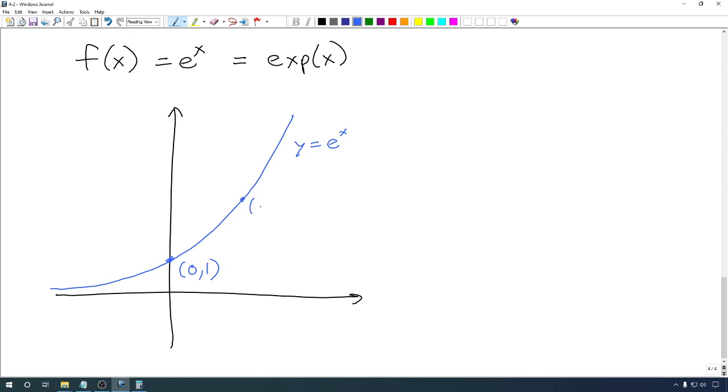Then we have the point (1, e). Remember, e here is about 2.7, so 3 would be about here, and 2 would be about here. So it's a little closer to 3 than it is to 2. Of course, we also have points like (2, e squared). We have (-1, 1 over e). All those kind of points are on here. But it's always got this kind of a shape. And it has all the same properties. It's continuous everywhere. It goes off to infinity on the positive infinity side. Goes to 0 on the negative infinity side. All that kind of stuff.